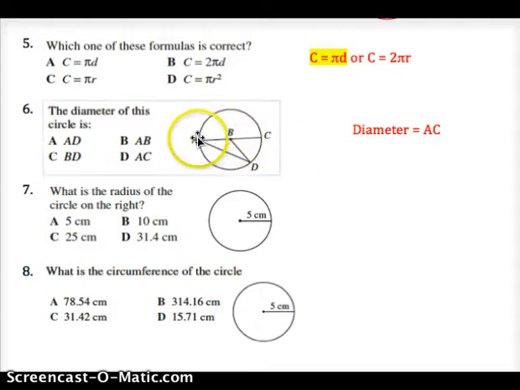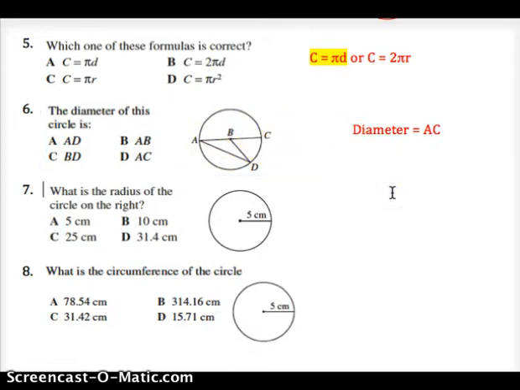If you want to look at what the others are, AB is actually a radius because AB goes from the centre of the circle to the outside. BC is also a radius from the center of the circle to the outside. And also BD, that is also a radius from the center of the circle to the outside of the circle. So the one that we want is, the diameter is AC.